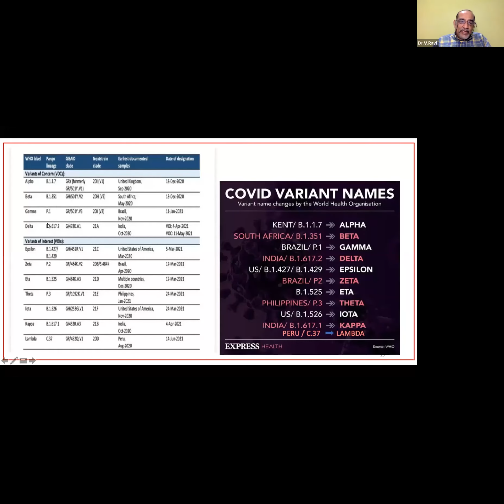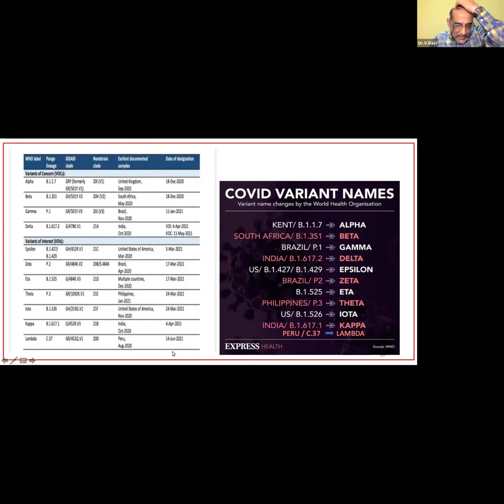Whereas alpha, beta, gamma, and delta: alpha was the one first reported in the UK, which caused a huge surge in the UK in December. So this was called the alpha variant. Beta was reported in South Africa, and that was reported in December. But as early as May, people had noticed these mutations. Gamma was from Brazil, reported in January, and we in our country reported Delta as early as April 2021.